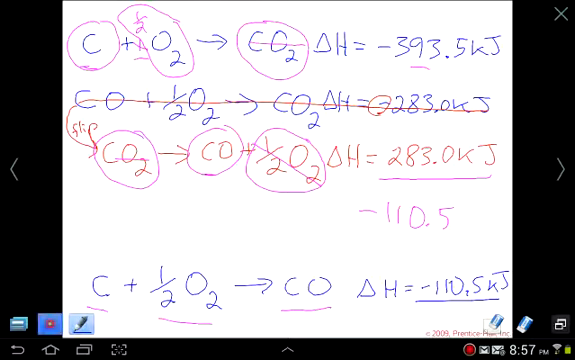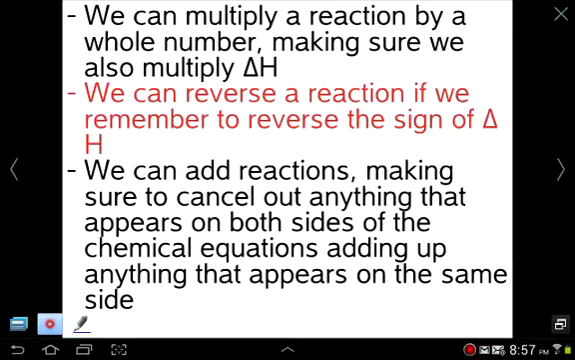So notice we're able to determine the delta H of a third reaction from the delta H's of previous reactions by rearranging them and canceling things out that appear on both sides. This is Hess's law. We're going to explain a little bit of what we can do. So what we can do is multiply a reaction by a whole number, as long as we remember to also multiply the delta H by that same number.